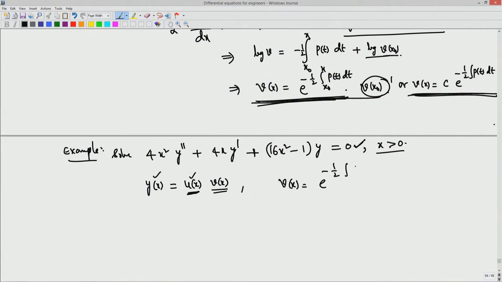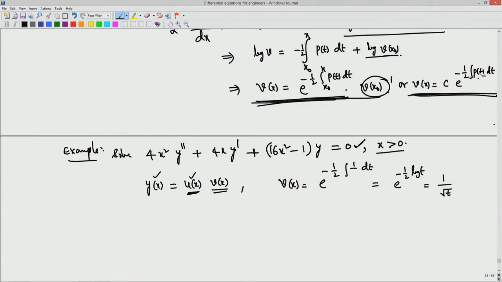So, if I use that, what is my p? P is 4x by 4x square, that is 1 by t dt. So, 4x by 4x square, that is 1 by x, that is my p of x. P of x is 1 by x. So, p of t should be 1 by t dt. So, this will become e power minus half log t. So, this will become 1 by root t, right, t power minus half.